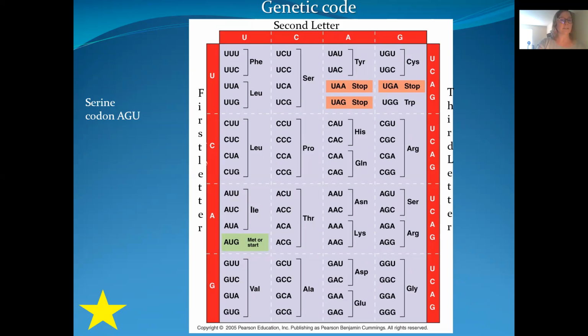You also hopefully notice that AUG is our start codon. Every protein starts with AUG. That tells the ribosome where to go, where to begin. And then we have 3 different stop codons. And when the ribosome gets to this codon, it stops.